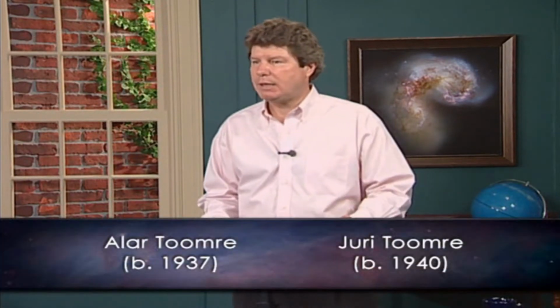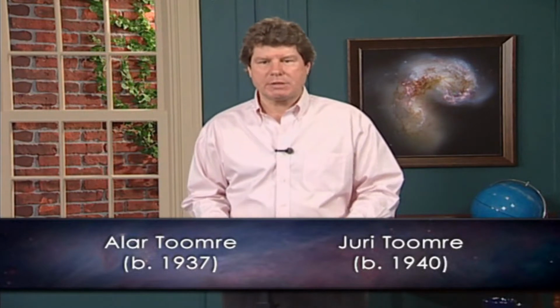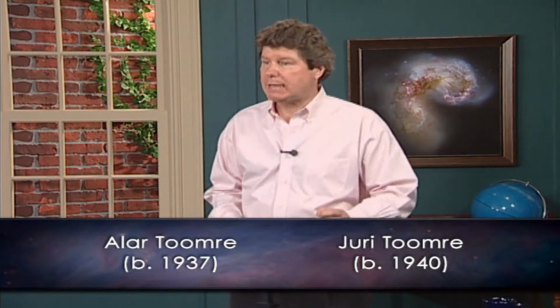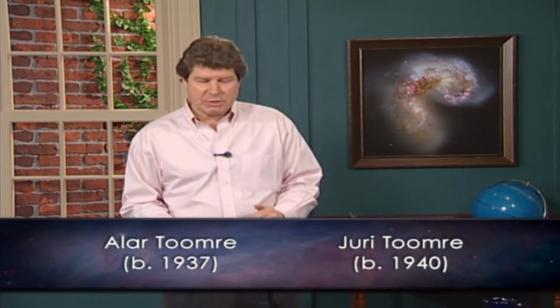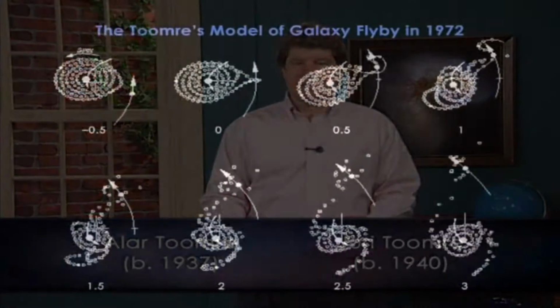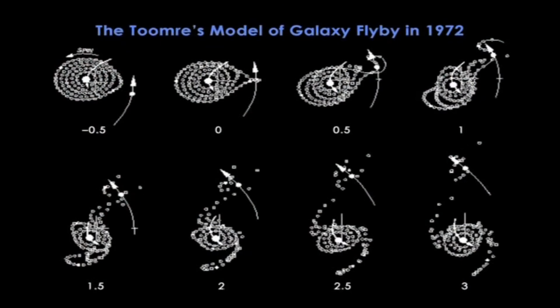Now, the computational story got underway in the early 1970s when two brothers, Alar and Yuri Toomre, calculated what happens to the stars orbiting one galaxy when a smaller galaxy passes by some distance away. Here's the output from their relatively simple computations. The sequence unfolds with 50 million years between each step.